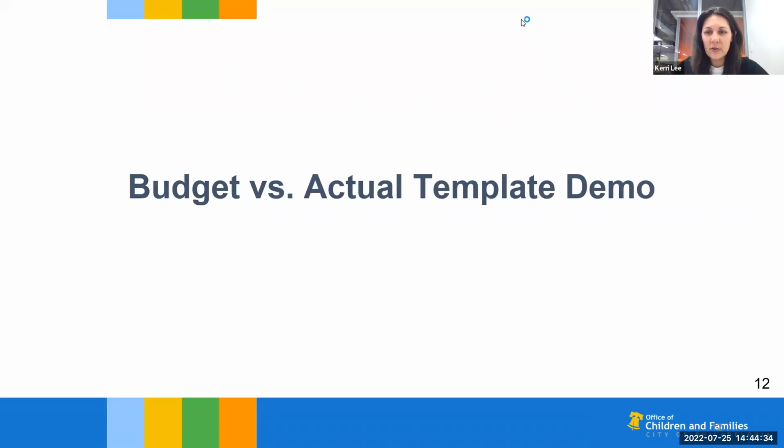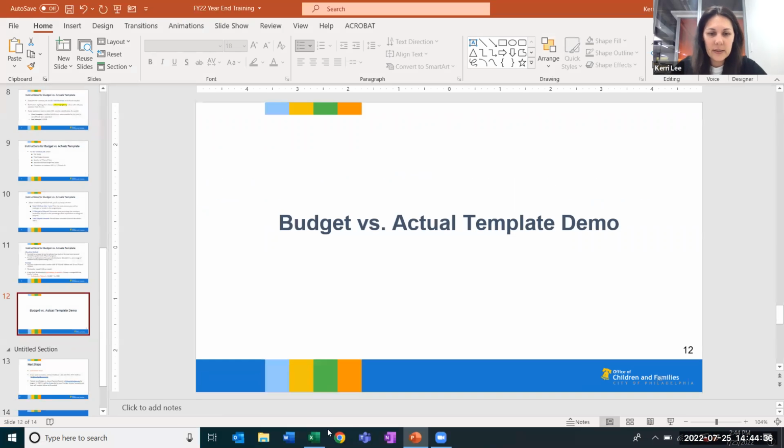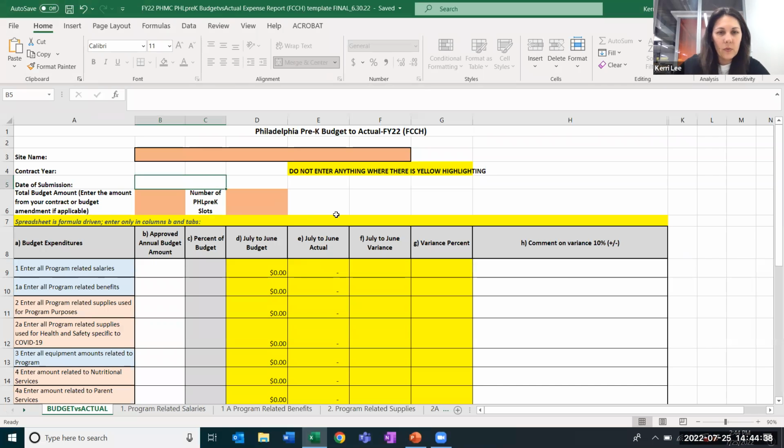Now let's get into the budget versus actual template. I'll bring it up here. As you can see on the top, the one for family providers is going to say FCCH at the top. That's how you know it's the family provider template. You'll type in your child care center name, ABC Childcare. We'll use as an example the contract year FY 22.